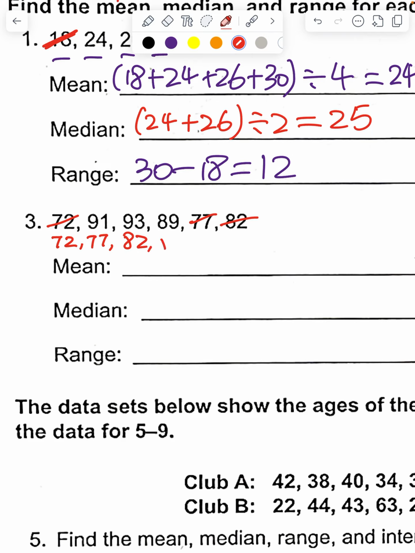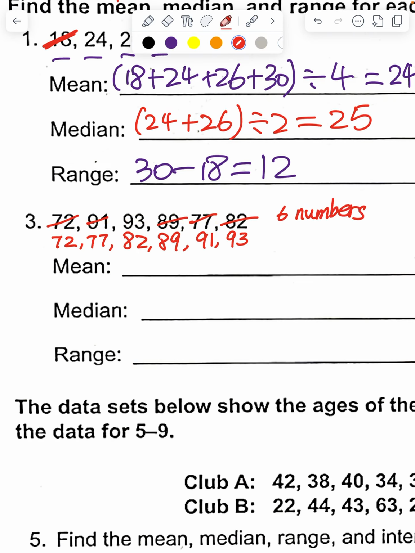And then 89. Cross out. And then 91. And then 93. Okay, how many numbers? 1, 2, 3, 4, 5, 6. So this is 6 numbers.